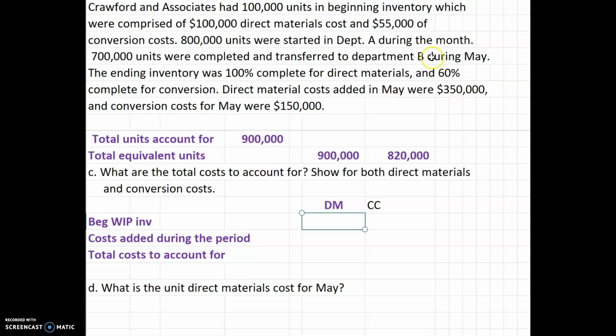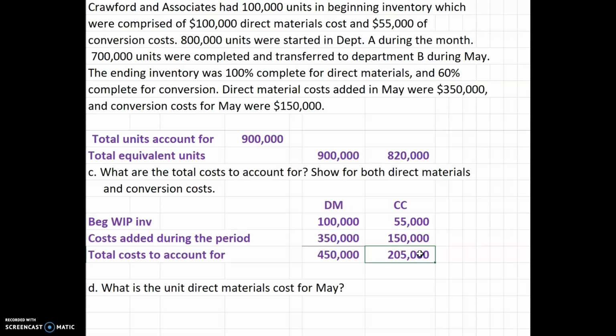So our information tells us that our beginning inventory, we had 100,000 units of beginning inventory, is comprised of 100,000 of direct materials and 55,000 of conversion costs. And then they tell us direct materials costs added in May were 350,000 and conversion costs were 150,000. So we can see the total cost to account for 450,000 for direct materials, 205,000 for conversion costs.